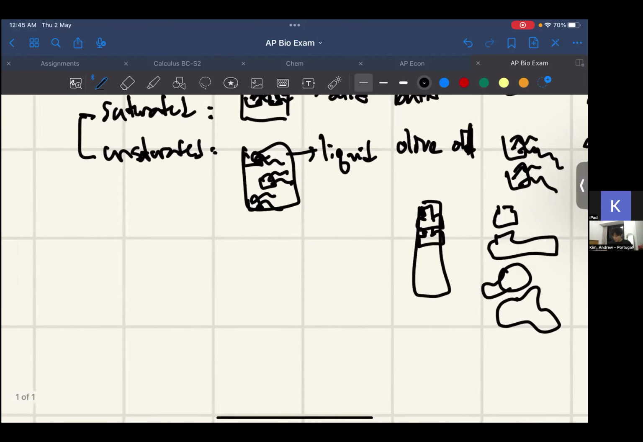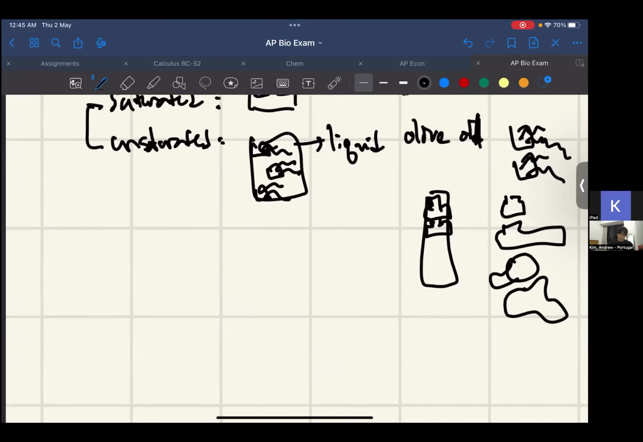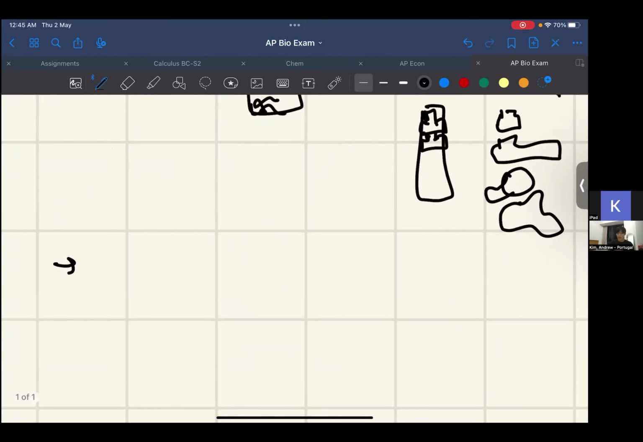Now, there's one important characteristic that you have to know about lipids. Now, lipid fat is hydrophilic. Now, what does hydrophilic mean? Well, sorry. I'm so sorry. Hydrophobic. Hydrophobic. What does hydrophobic mean?